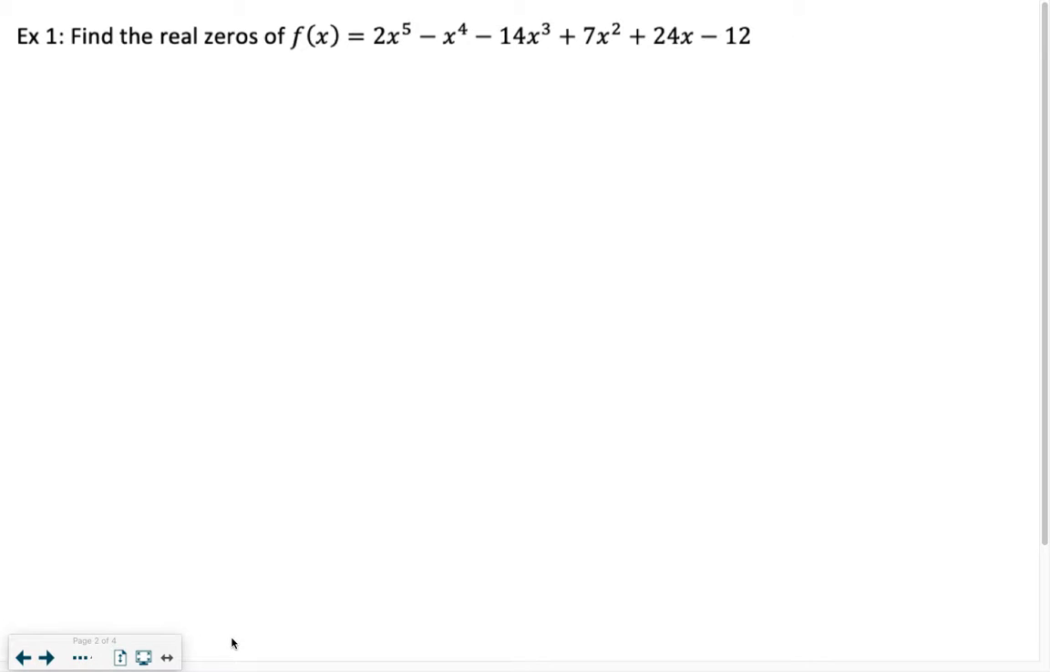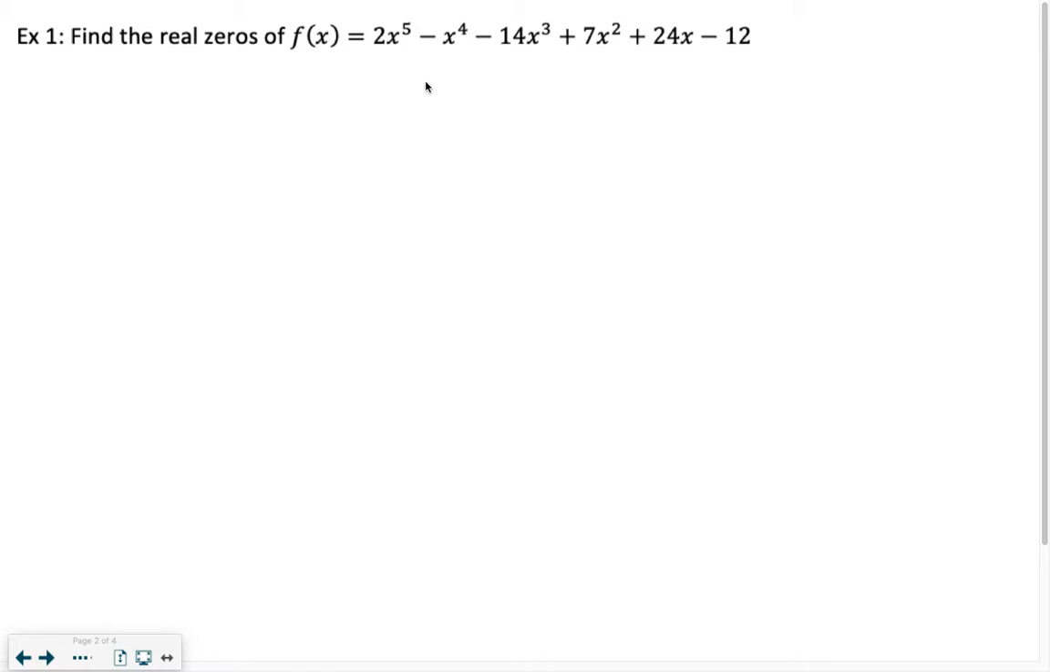Right? So my first example here is a fifth degree polynomial. That means I could have up to 5 zeros. All right. So first, let's use Descartes' rule of signs to determine how many positive and how many negative zeros we could end up with.